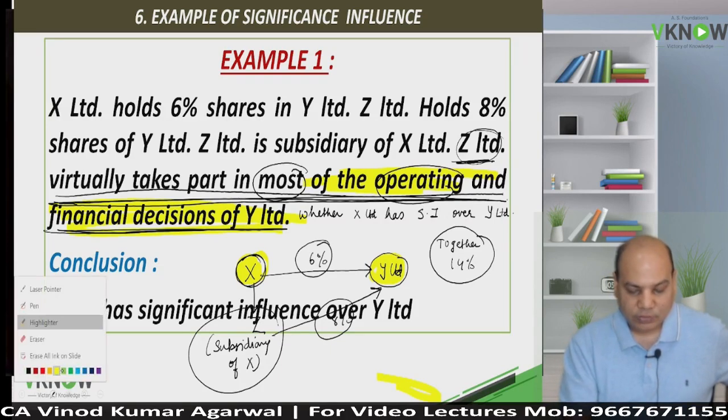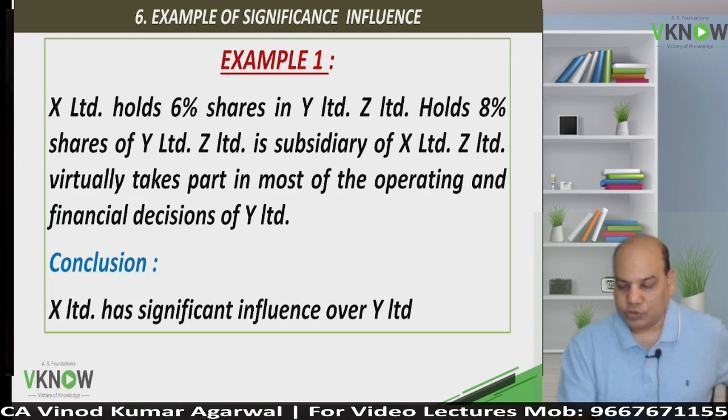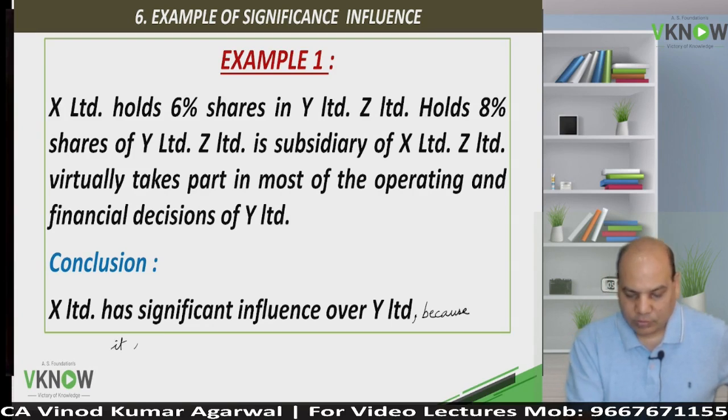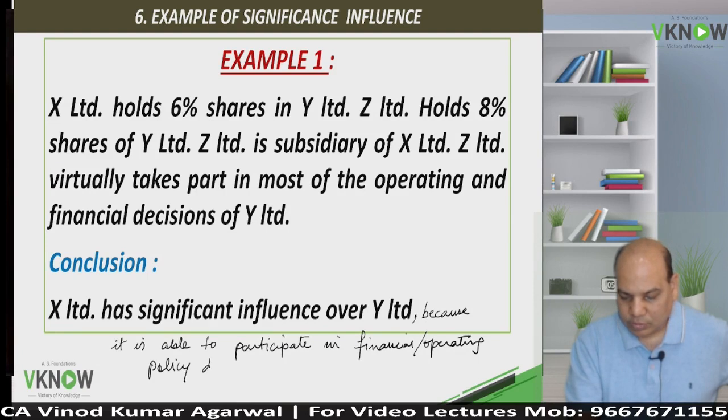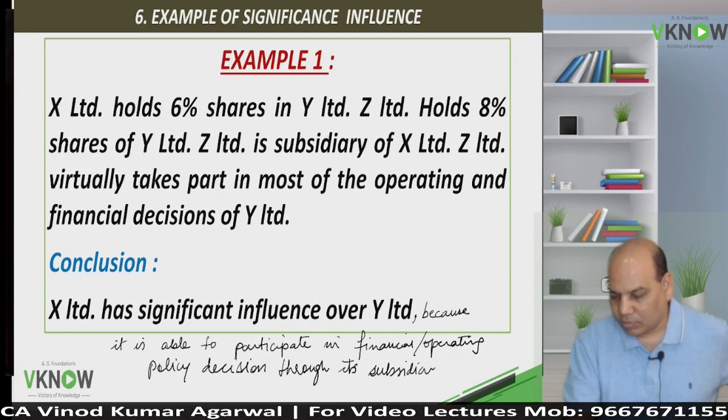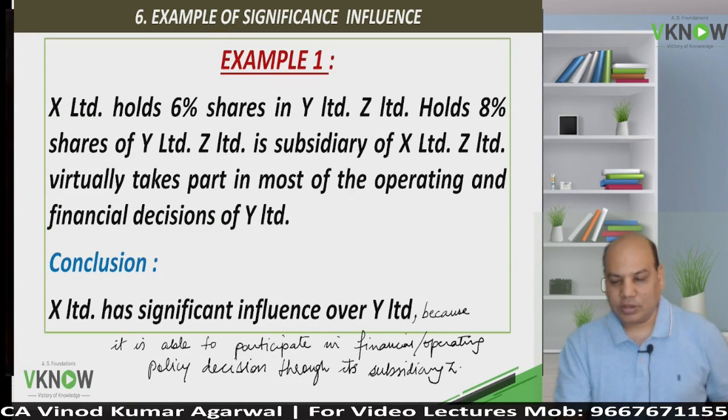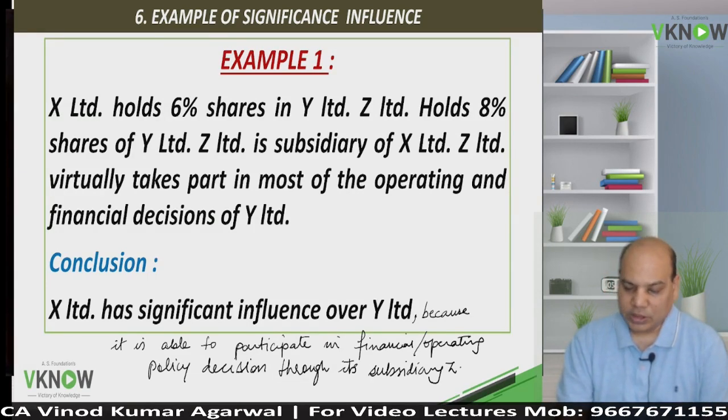20% is not a necessary condition. X Limited has significant influence over Y because it is able to participate in financial and operating policy decisions through its subsidiary Z.